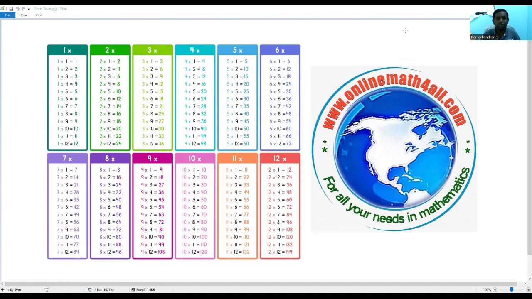Hello everyone, this is Ramachandran again. So far we have seen the classic way of multiplication to do times tables easily, and we have to do a lot of practice to master this one.